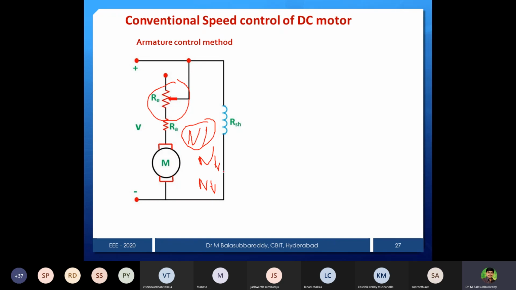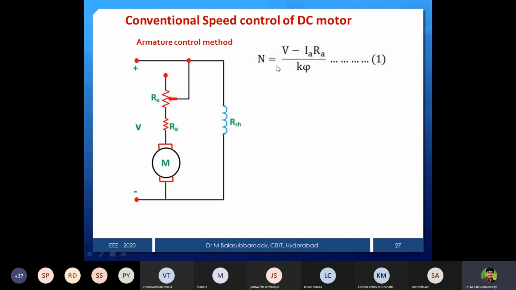That is the reason we say it is below the rated speed. But what is the drawback here? By using the resistor to control the speed, power dissipation takes place. If we are operating high-rating machines, a lot of power is going to be dissipated. So that is the drawback.